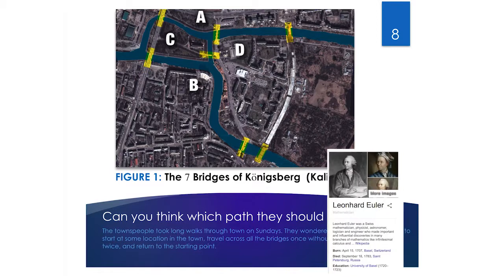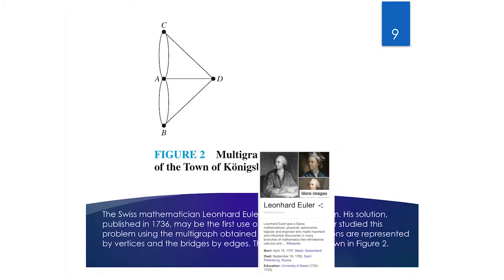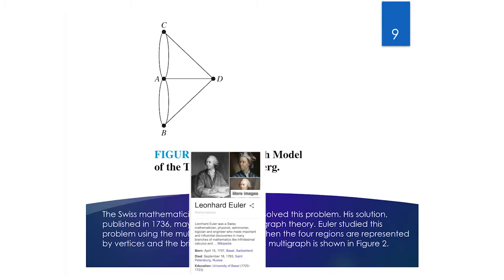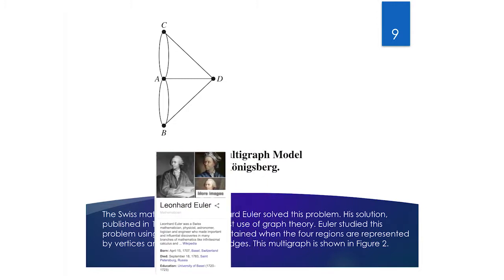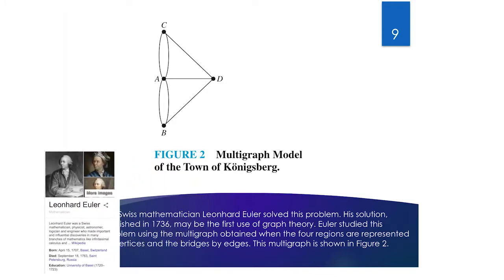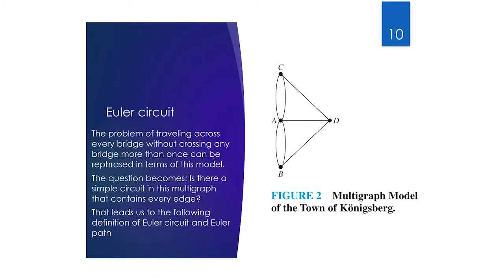The Swiss mathematician Euler solved this problem. His solution, published in 1736, may be the first use of graph theory. Euler studied this problem using the multigraph obtained when the 4 regions are represented by vertices and the bridges by edges. This multigraph is shown in figure 2. The problem of traveling across every bridge without crossing any bridge more than once can be rephrased in terms of this model. The question becomes, is there a simple circuit in this multigraph that contains every edge?